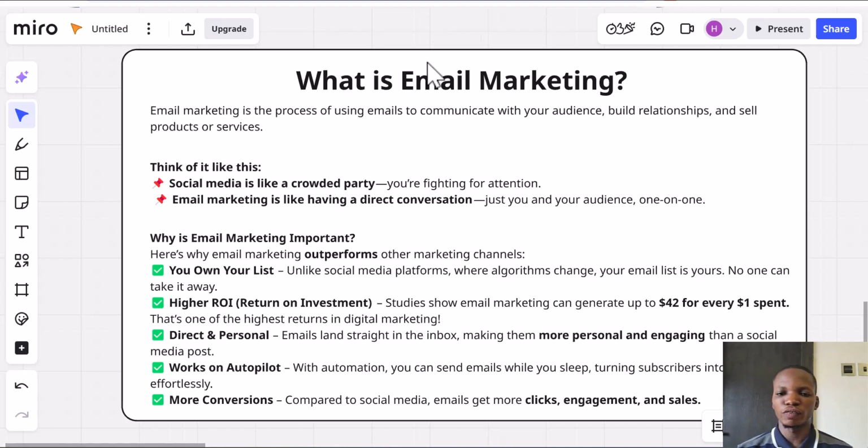So basically, first think of email marketing as a process of using emails to communicate with your audience, to build relationship, and to sell products or services. Now, these three things are very important: communicate, build relationship, and then sell. Because the most important thing for your email to do is to actually communicate with your audience. People need to understand what your business is all about. Then after that, you need to build a relationship.